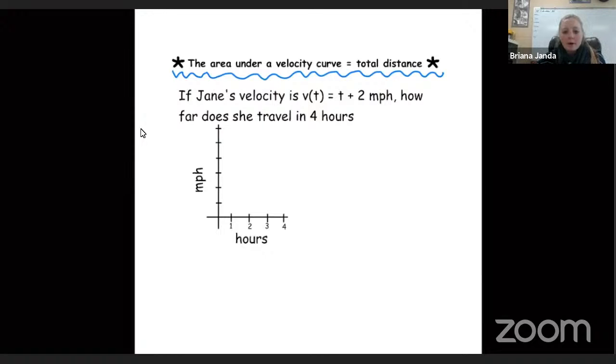Let's make this connection here. If I were to graph her velocity, v of t equals t plus 2 is y equals x plus 2, or y equals mx plus b, right? We can graph that linear equation. There are a couple of different ways we can graph this, so I'm going to talk about it in these terms. It has a y-intercept of 2 with a slope of 1, so up 1 over 1.